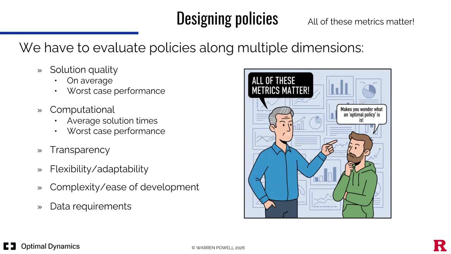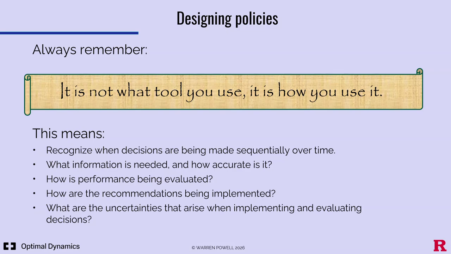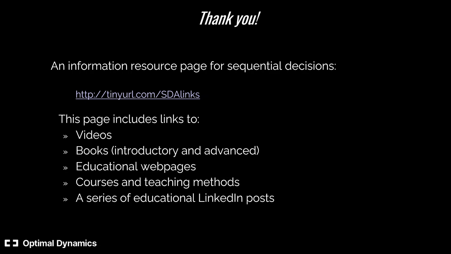So this is where I like this little cartoon, because the academics love talking about optimal policies. And I'll be honest, I don't really know the meaning of optimal. We certainly do care about solution quality, but we also care about all of the other metrics. I like to emphasize it's not what tool you use, it's how you use it. You can use a simpler tool that doesn't model stochastics as long as you recognize that it's going to be going into an environment where there is uncertainty and things are going to be changing.